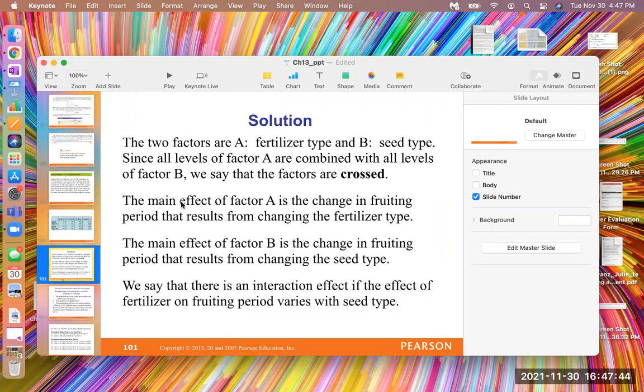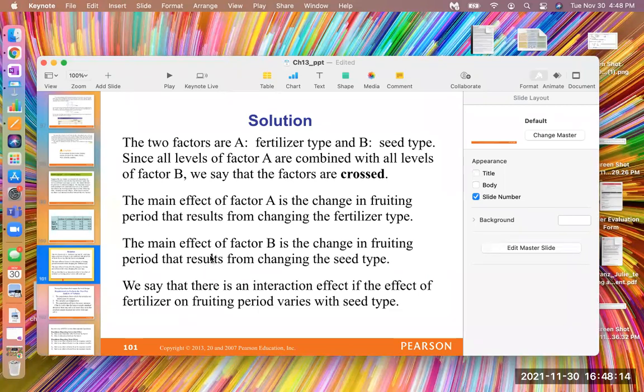And they just go into more detail here, that the main effect of A is the change of the response variable, which is the fruiting period, that results from changing the different fertilizer type, because that was factor A. And then factor B is the change in fruiting period, which is the response variable, as a result of changing this seed type. Those are the main effects of A and B.